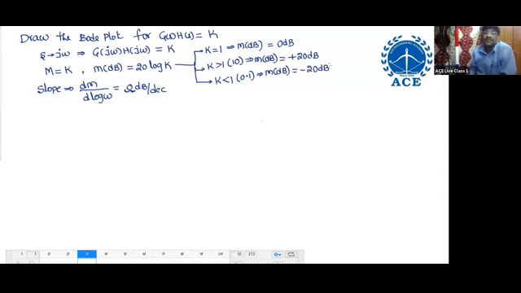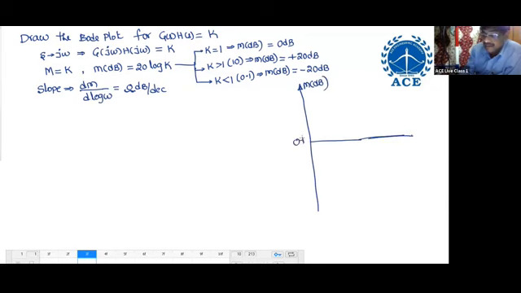So, based on the K value, the magnitude is going to change. If I draw the plot, the magnitude plot, this is magnitude in dB. This is the 0 dB line. And this is omega. So when K equal to 1, what is the plot? This is the plot for K equal to 1.